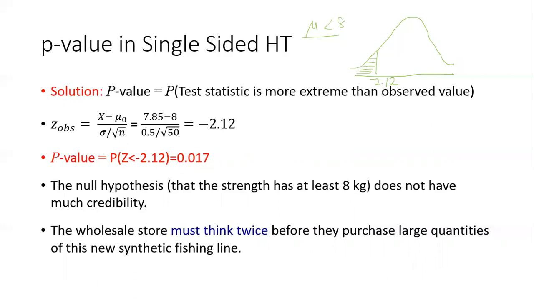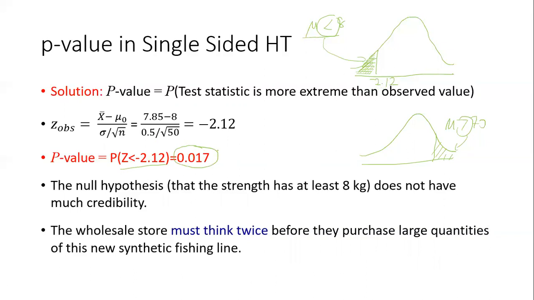Since this is the smaller than type of alternative hypothesis, being extreme means the probability to the left of minus 2.12. Remember, in the previous question it was over there, because it was a greater than type of question, mu is greater than 70. But here it is smaller than. Hence, we just look to the left of the observed value. So the probability that z is smaller than minus 2.12 is 0.017.